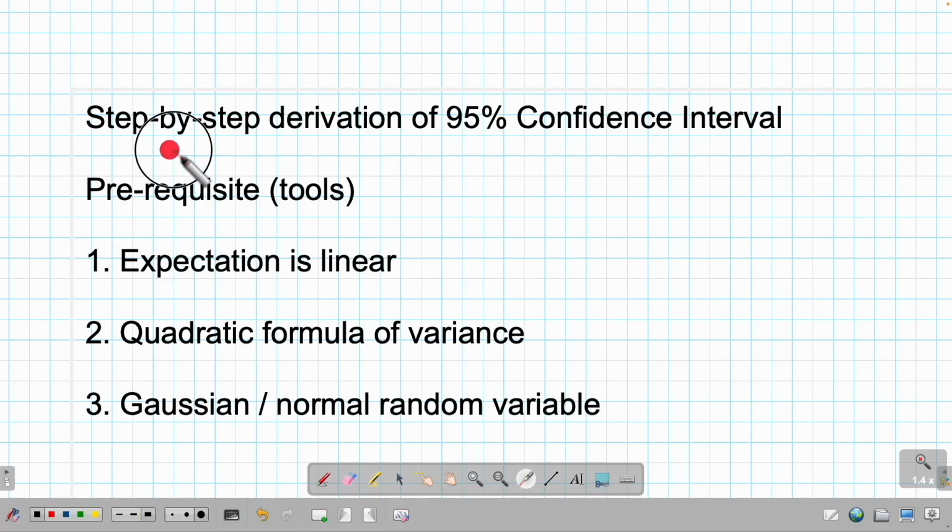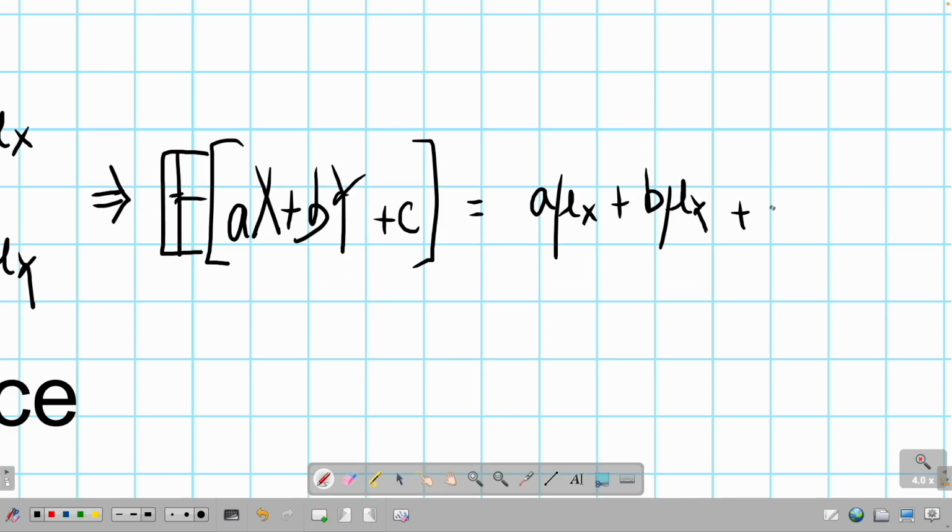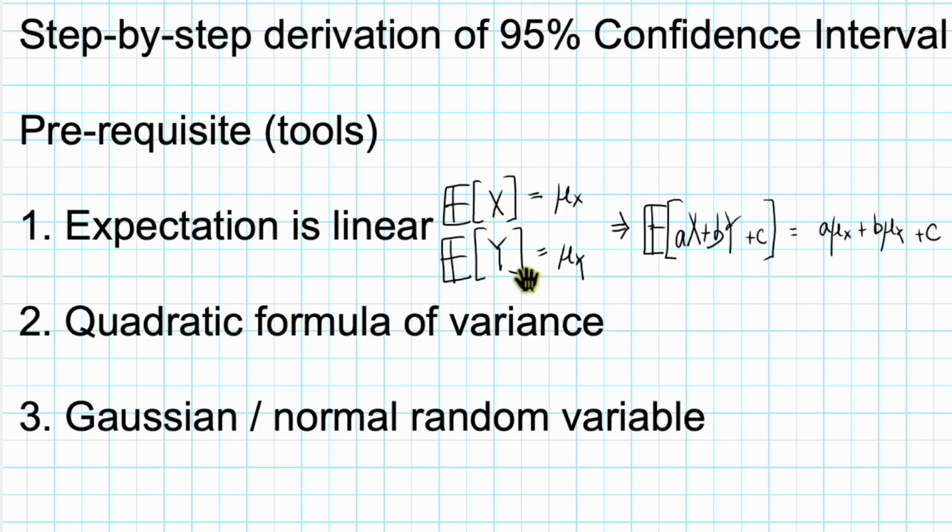We are going to do a step-by-step derivation of the 95% confidence interval. First, we need some tools. The first tool is that expectation is linear. Suppose I have two random variables X and Y, and the expected value of X is mu x, and the expected value of Y is mu y. Then what's the expected value of aX plus bY plus c? It will be a mu x plus b mu y plus c.